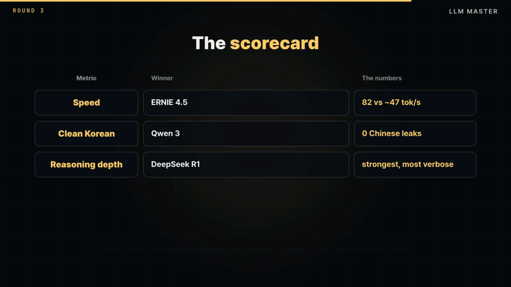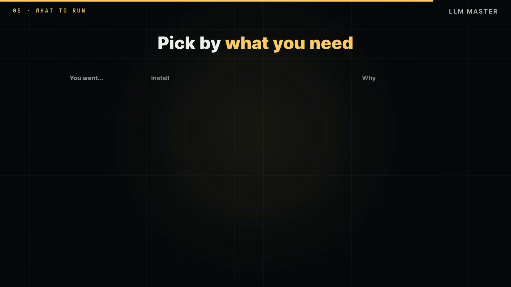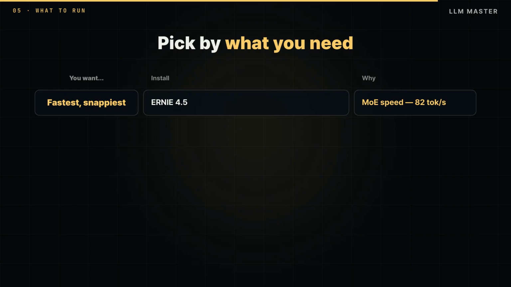And DeepSeek is the deep thinker. Strongest at reasoning, but the most verbose and the loosest with language. No single winner. Different tools for different jobs. Chapter 5. So practically, if you're just getting started, what should you actually run? Keep it simple. If you want the fastest, snappiest experience on your laptop, start with ERNIE 4.5. That mixture of expert speed is addictive.